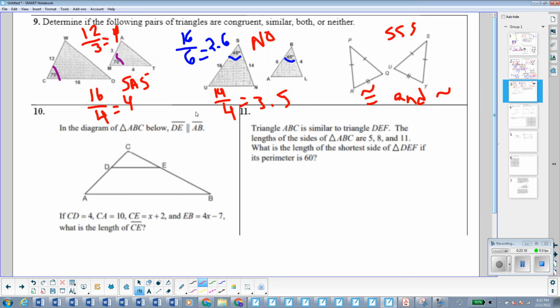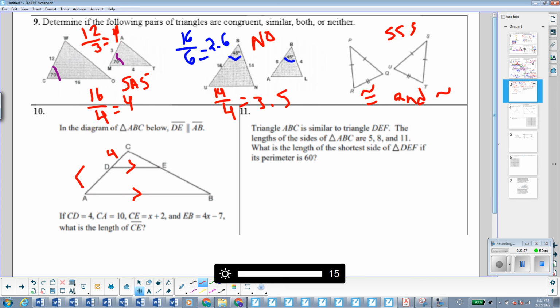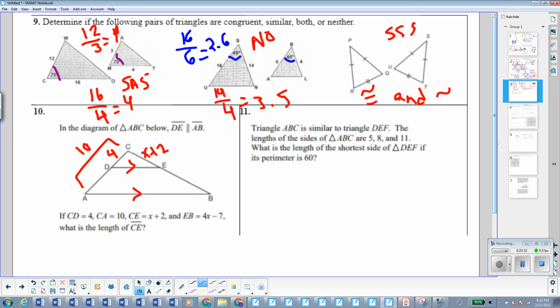In the diagram of triangle ABC below, DE is parallel to AB. We know that CD is 4. We know that CA is 10. CE is x plus 2. And EB is 4x minus 7. And we need to find the length of CE. So I'm just going to outline that in red so we can see what we're trying to find.